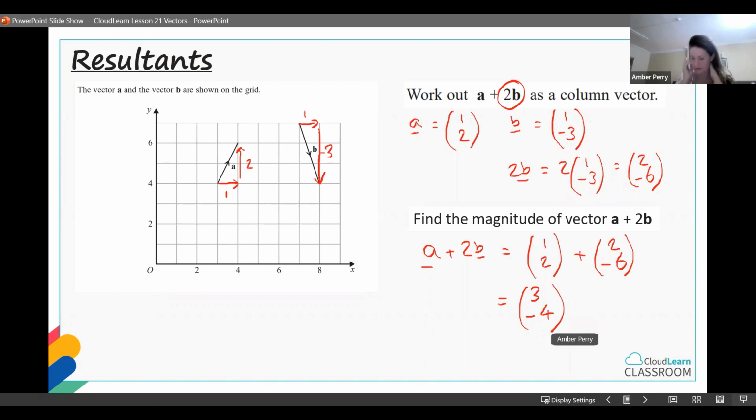Okay. So if I was to take this vector B and put it here, it goes along 1, doesn't it? And 3 down. So it would go from there to there. Okay, then my resultant would be 3, minus 4.